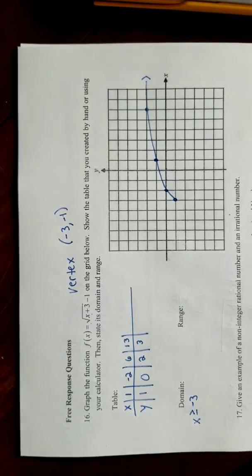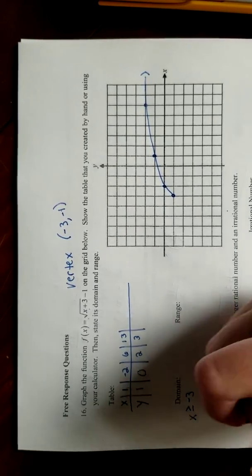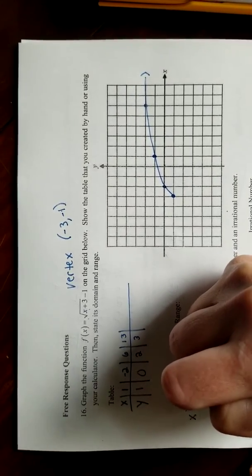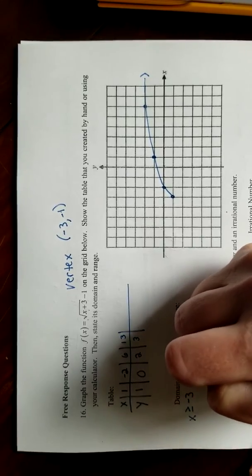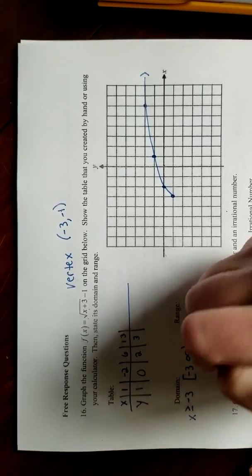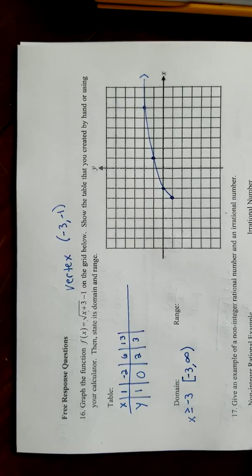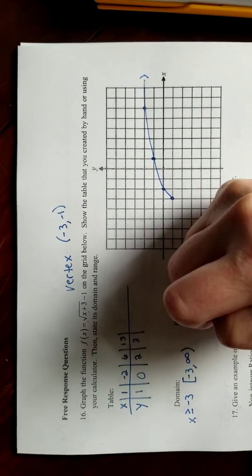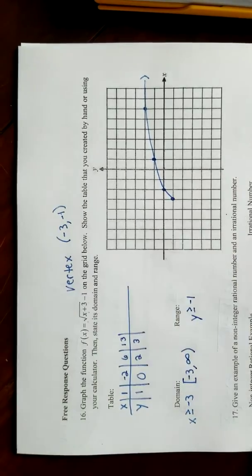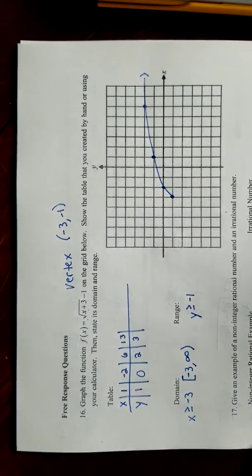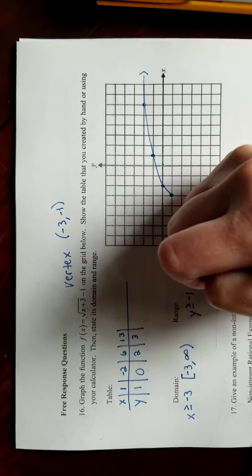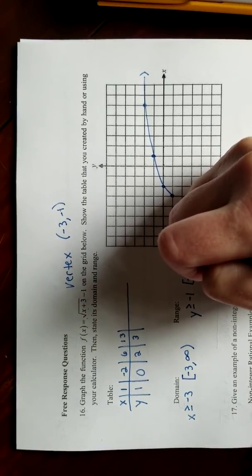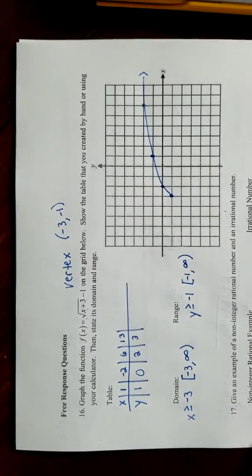For my interval notation, I would have a bracket for negative 3, comma, parentheses, infinity parentheses. My range is based on my y's, so that'll be y is greater than or equal to negative 1. My interval notation will be bracket, negative 1, comma, infinity parentheses.